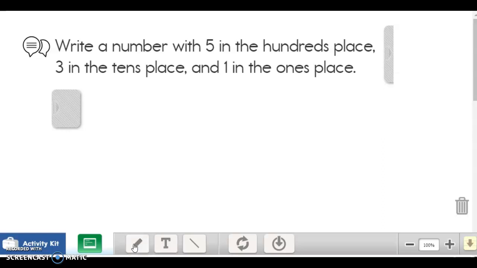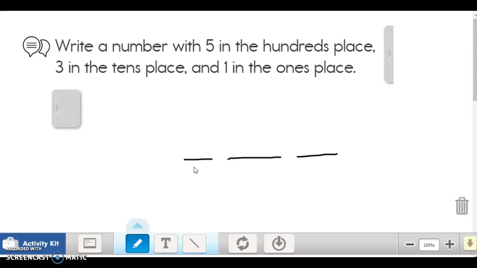The first question says, write a number with 5 in the hundreds place, 3 in the tens place, and 1 in the ones place. Now right away, friends, do you remember when Mrs. Berger used to draw these lines? And I would just write ones, tens, hundreds, because we can just fill those numbers in very fast. 5 in the hundreds place, 3 in the tens place, and 1 in the ones place. So that's 531.